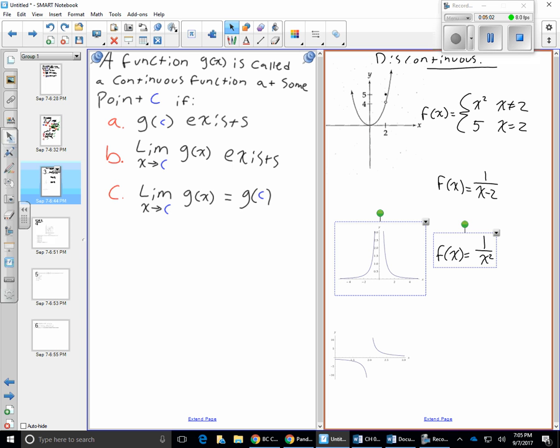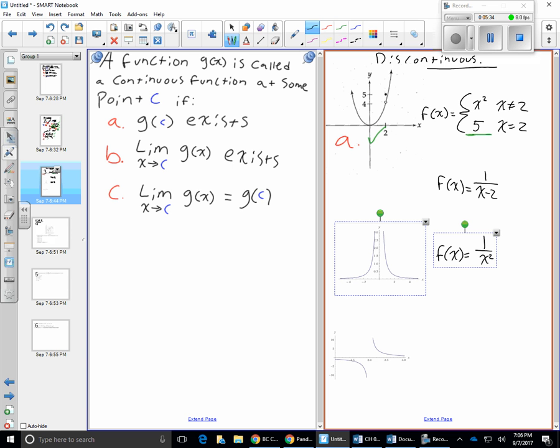So here we have a piecewise function, and it has x squared as the value when x is not equal to 2, and 5 when x is equal to 2. So right off the bat, we see that a, in fact, holds here. So a will get a green check because at x equals 2, we're looking at this limit as x approaches 2. So at x equals 2, we have a value, 5, so that works.